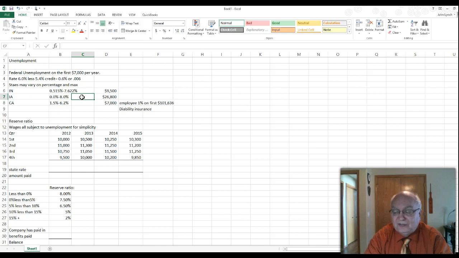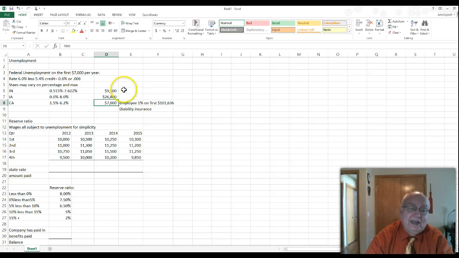And for California, it's 1.5 to 6.2%. That's on the first $7,000. However, in California, the employee also pays 1% on the first $101,636. And this is for the disability insurance.